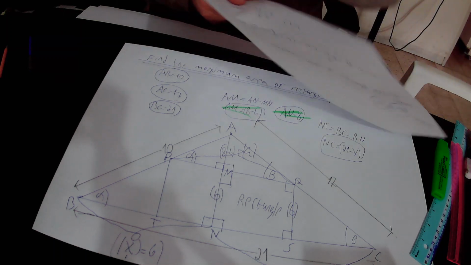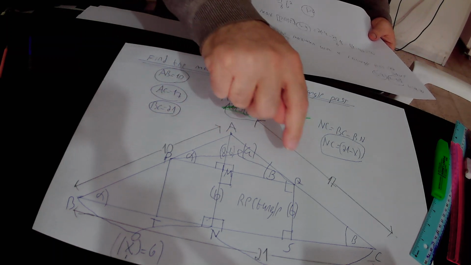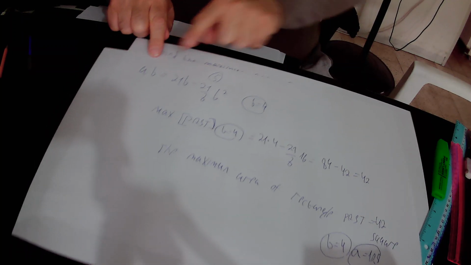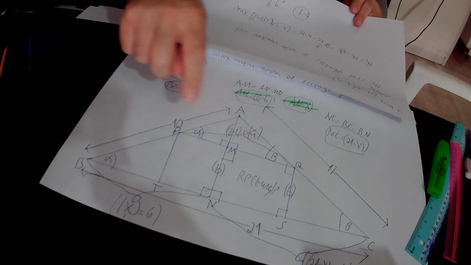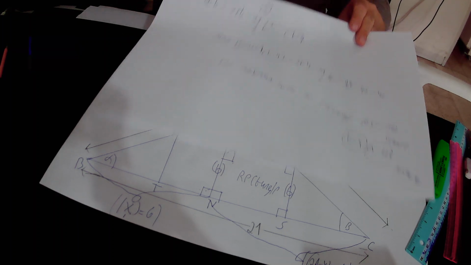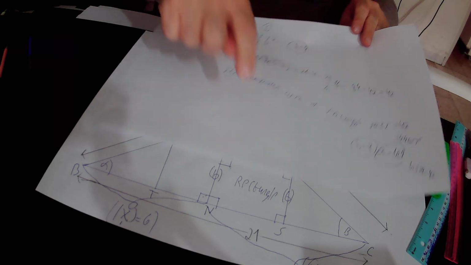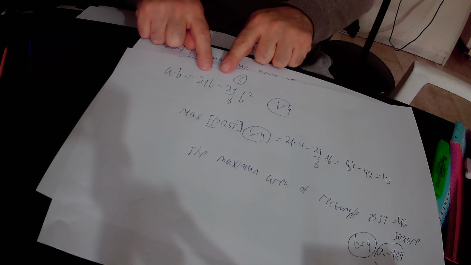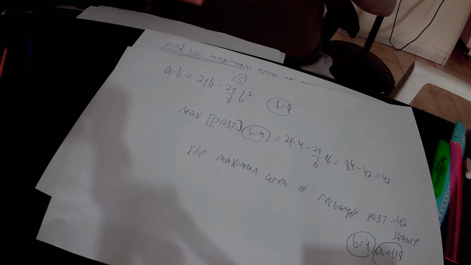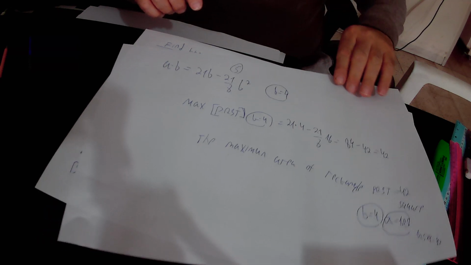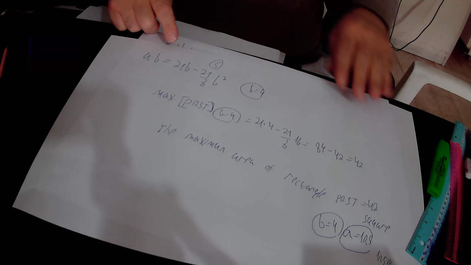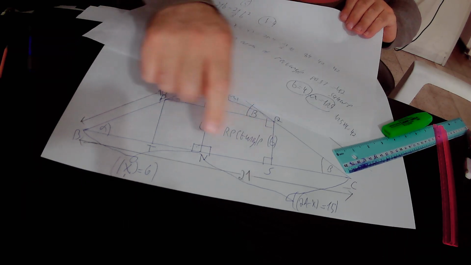To repeat again, the function area of this rectangle PQST equals a times b. A times b is the area of this rectangle PQST because a is the length and b is the width, and the length times the width is the area of any rectangle. So the area of rectangle PQST, that is a times b, equals 21b minus 21 over 8 times b squared. And we found out that the area will be at its maximum value when the width b equals 4. Therefore we substitute b by 4, and we get the maximum area of this rectangle PQST.